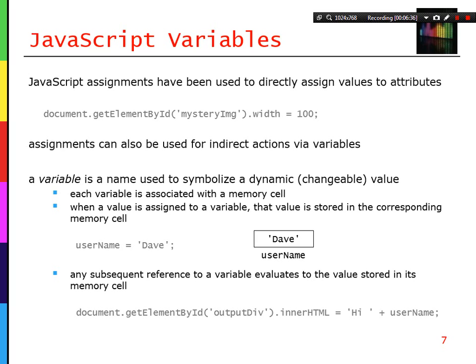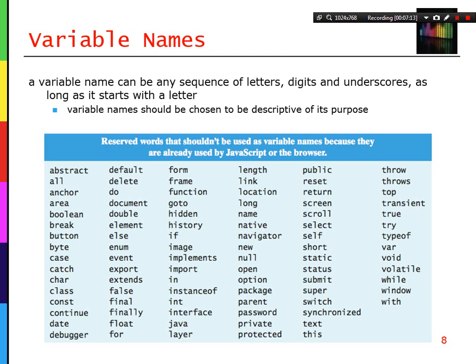JavaScript assignments can also be used to directly assign values to variables. So .getElementById mystery img.width can be equal to 100, for example. Variable names can be used to symbolize changes in values. So, for example, username equals Dave. And then now that we've said username equals Dave as a variable inside of JavaScript, we can now say document.getElementById output div.innerHTML equals hi plus username. So username is now this freestanding variable that's sitting in our JavaScript that we can use to modify things and add to values.